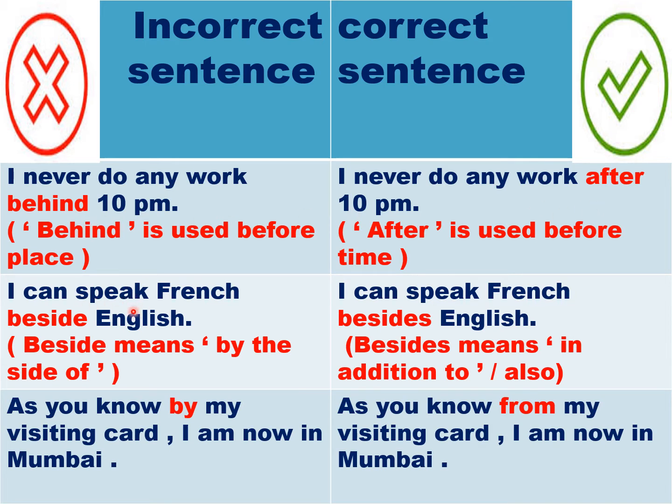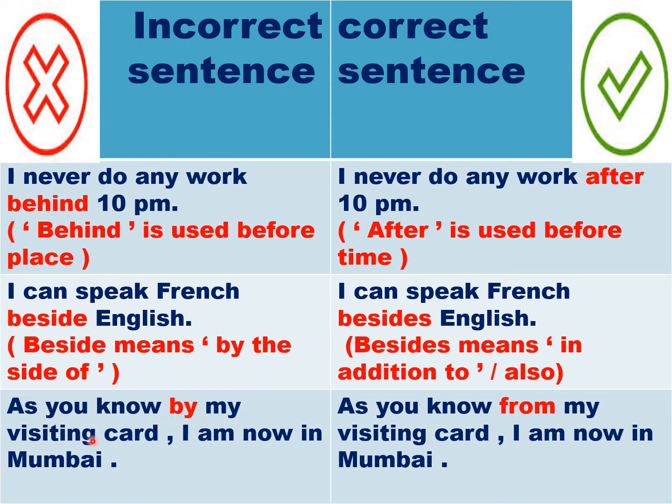I can speak French beside English. Beside means by the side of. This sentence is wrong. Instead of beside, we must use besides. Besides means in addition to or also. The meaning of this sentence is, in addition to English, I can speak French also.